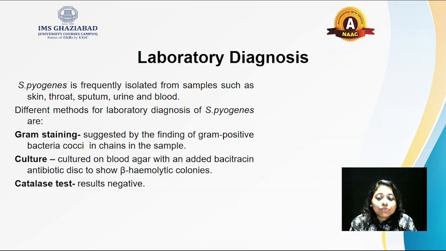So next comes the catalase test. Catalase test is performed by using hydrogen peroxide. When a drop of hydrogen peroxide is placed with the culture, it shows a fizzy reaction. The reaction which occurs is that it degrades into water, H2O, and oxygen. So basically in case of streptococci, it provides negative results.